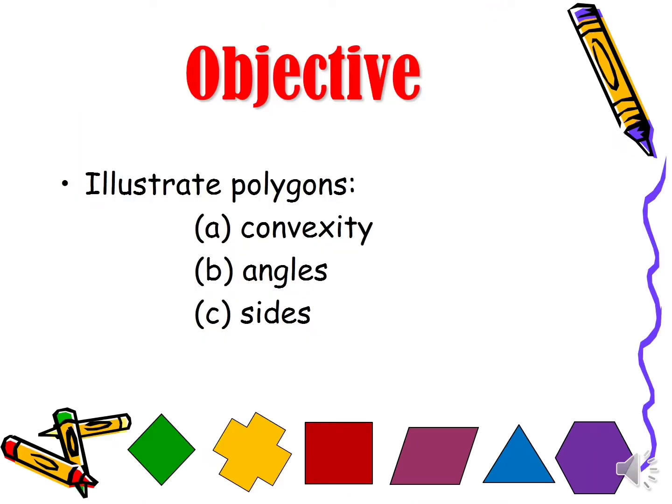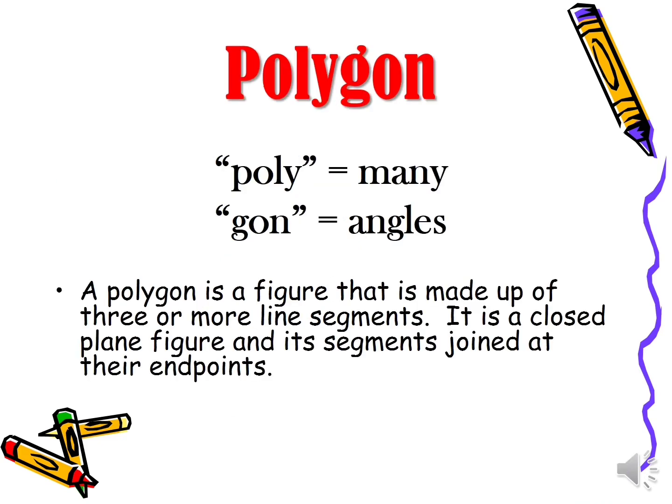Here is our objective. We are going to illustrate polygons according to their convexity, angles, and sides. Before we start illustrating polygons, we need to first define them. Polygon came from the Greek word poly, which means many, and gon, which means angles. So poly plus gon equals polygon, which means many angles.